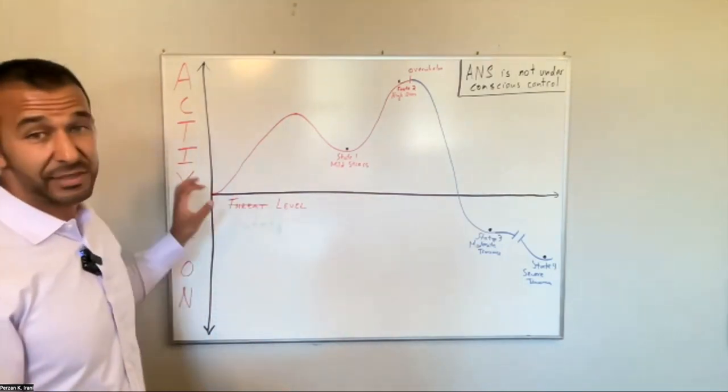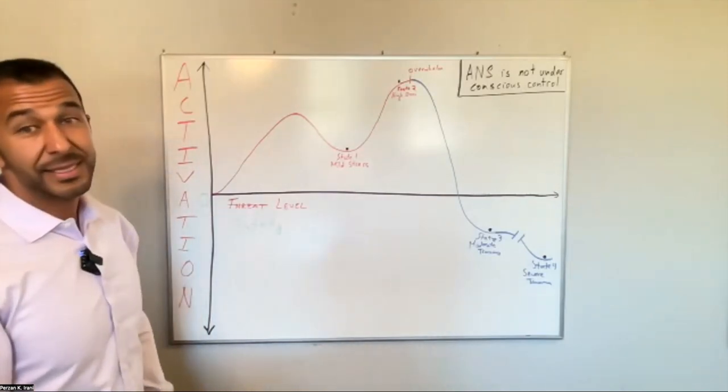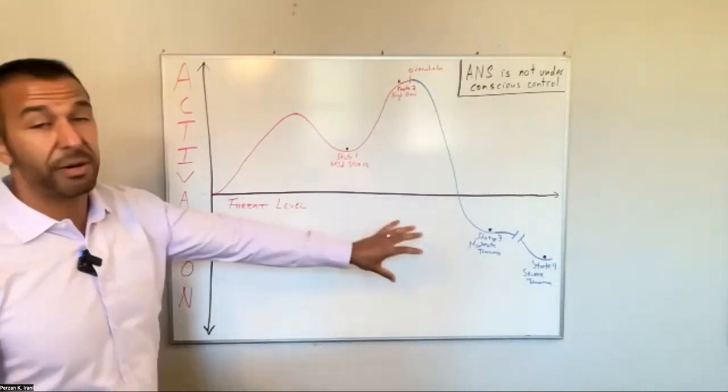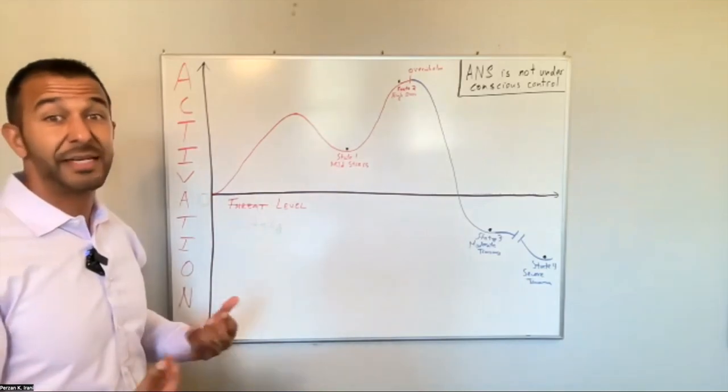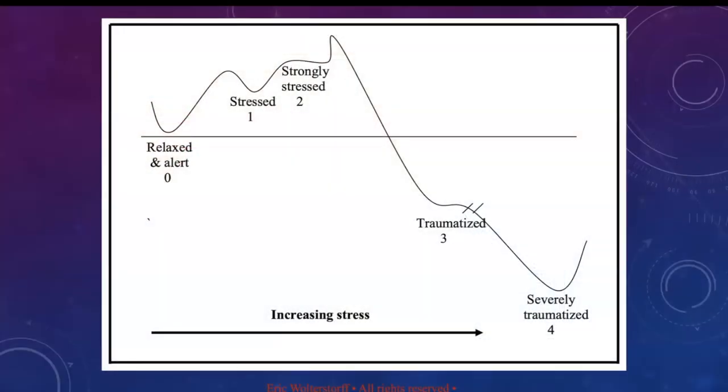These 5 states, state 0, 1, 2, 3, 4, okay? And the stable states are state 0, 1, 3, and 4, right? So people can live in those states for long periods of time. So here is the map. Relaxed and alert, state 0, stressed, high stress, moderate trauma, severe trauma.